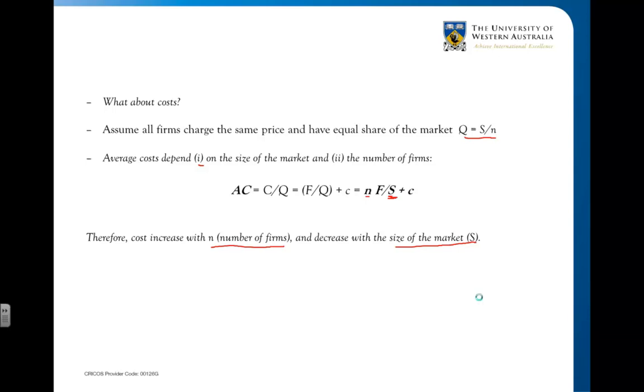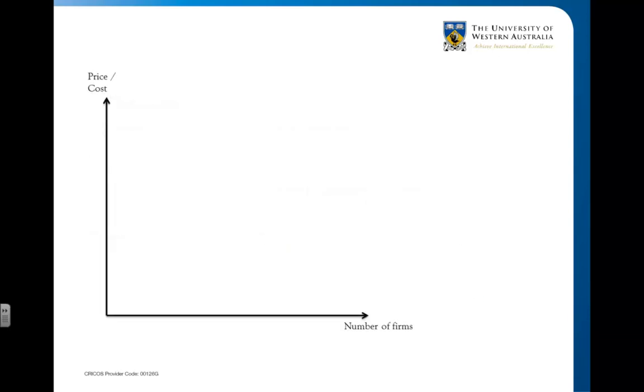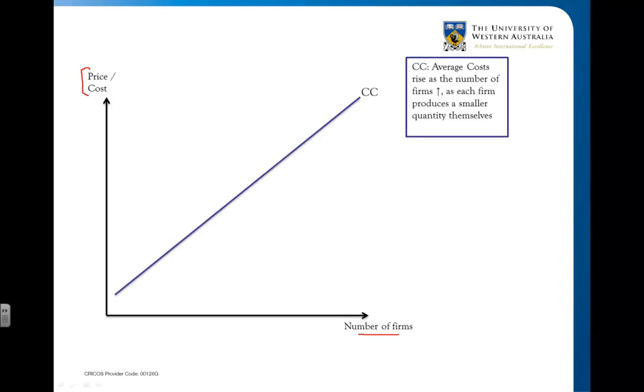Okay, so we're going to try and bring all that together here. And you can see, we've got to be a bit careful here. This is a slightly different model. We've got dollars and cents on the vertical axis here. We've got price or cost. But on this horizontal axis, we've got the number of firms. And we're trying to look at an equilibrium within a market about the price that firms are going to charge and their costs, etc.